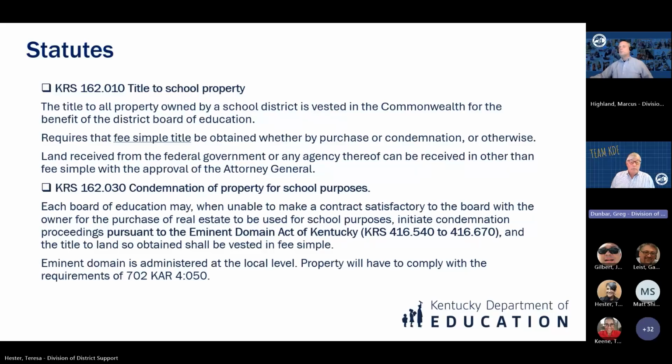KRS 162.030, condemnation of property for school purposes. Board of Education, when unable to make a contract satisfactory to the board with the owner for the purchase of real estate to be used for school purposes, can initiate condemnation proceedings pursuant to the Eminent Domain Act of Kentucky. Statutes identified here. And again, title to the land shall so be obtained, it shall be in fee simple title.